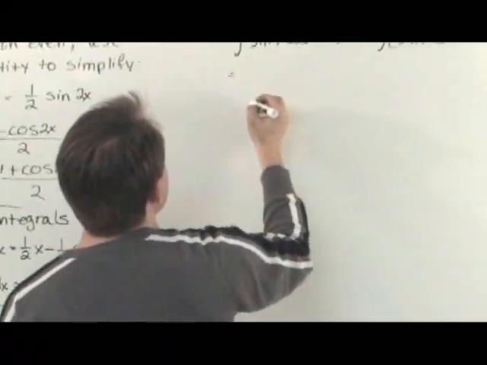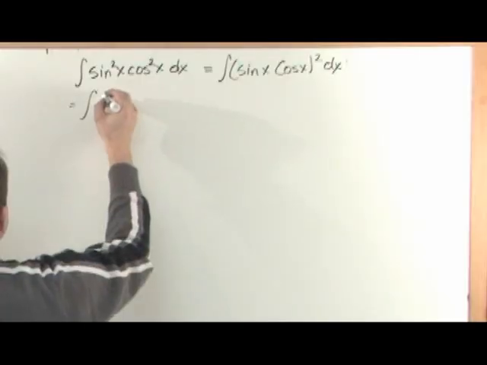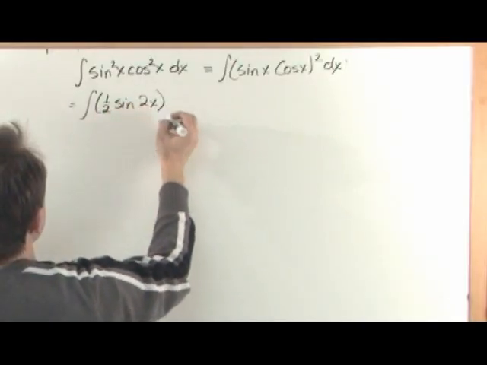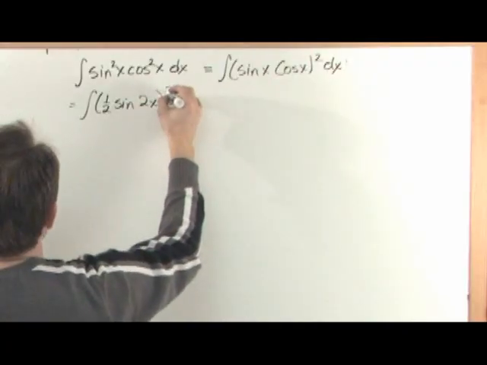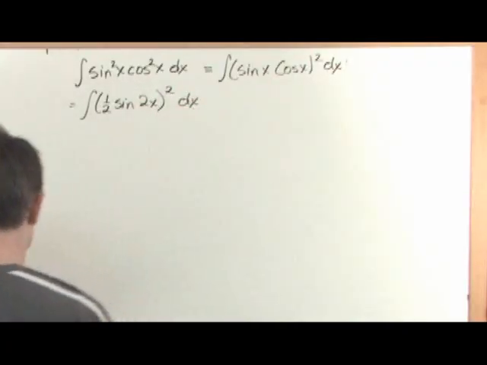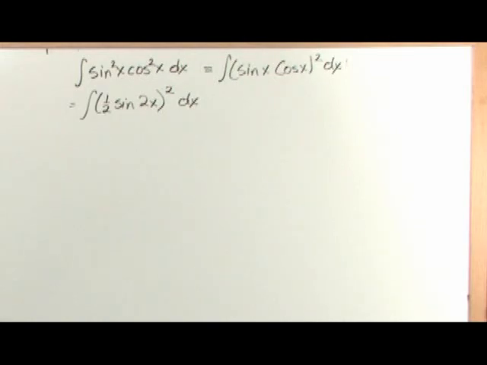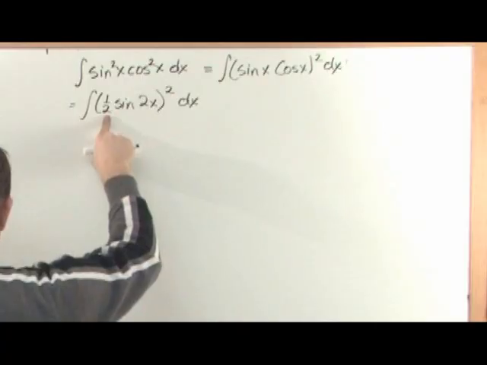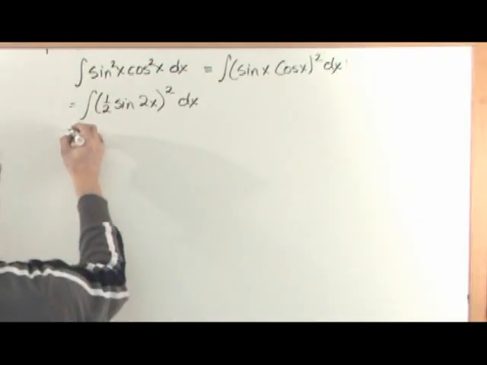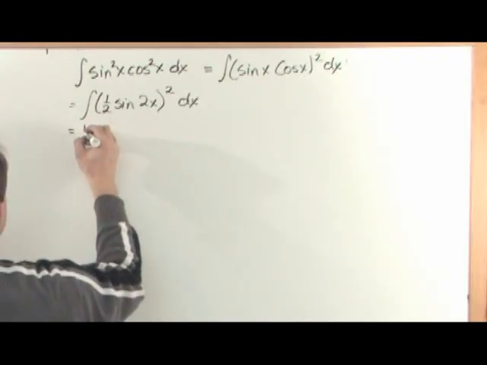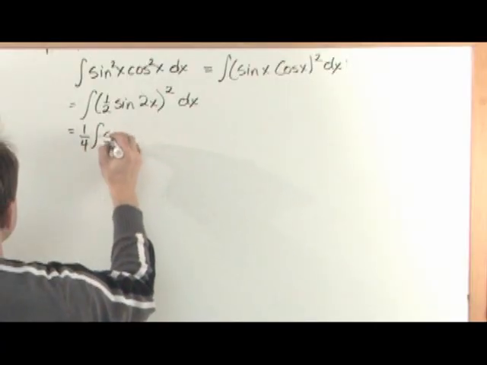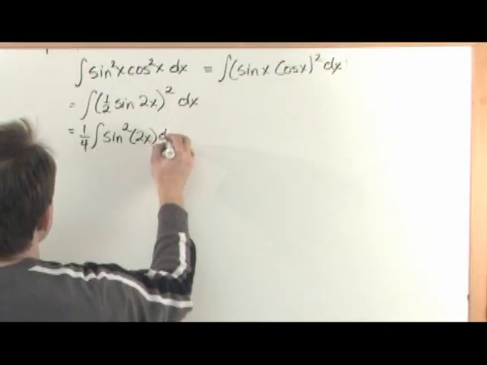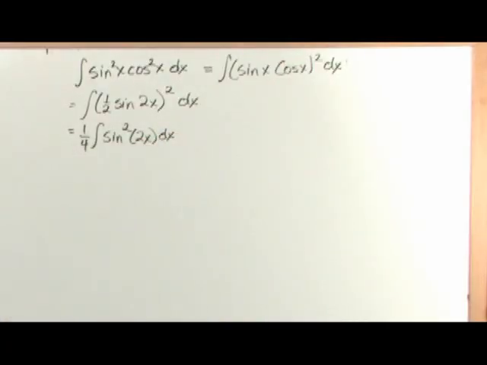So if I do that, I have the integral of 1/2 times the sine of 2x, squared, dx. And then, just to make it even clearer, I can pull this 1/2 out because it's going to be squared. It's going to be a 1/4. So this is going to be 1/4 times the integral of sine squared of 2x dx.